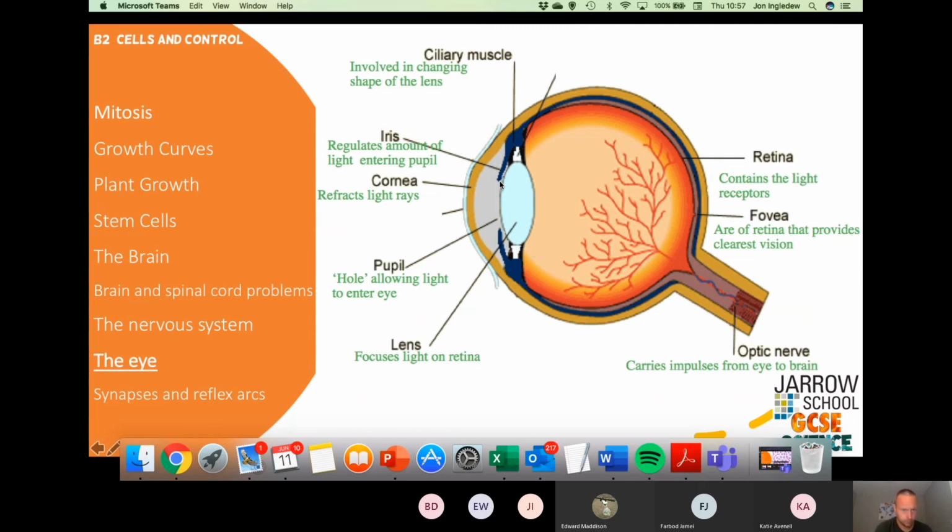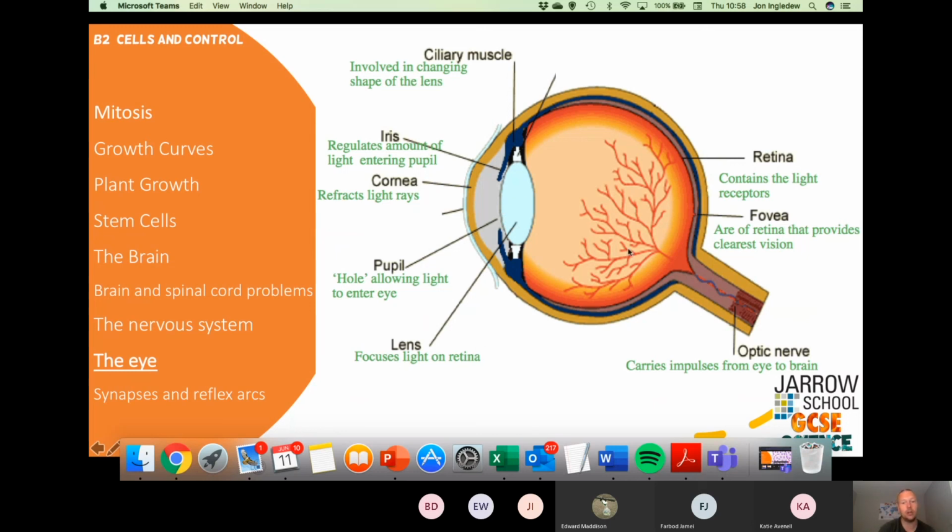So if it's dark, some muscles in the iris will contract and some will relax, and it will widen the pupil. If you are in bright sunlight, the other parts of the iris will contract and the other parts will relax. It'll be the opposite, and the pupil will get really small. So the iris regulates how much light's getting into the eye because you want a certain amount of light on the retina. Next bit, the lens.